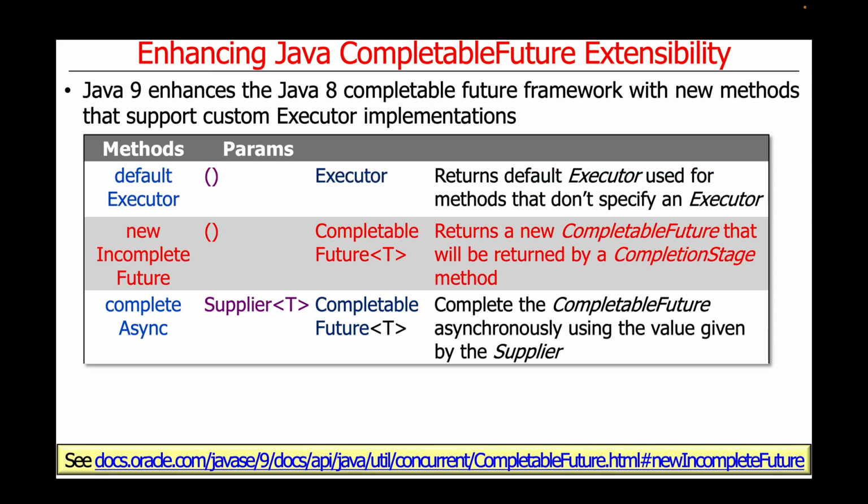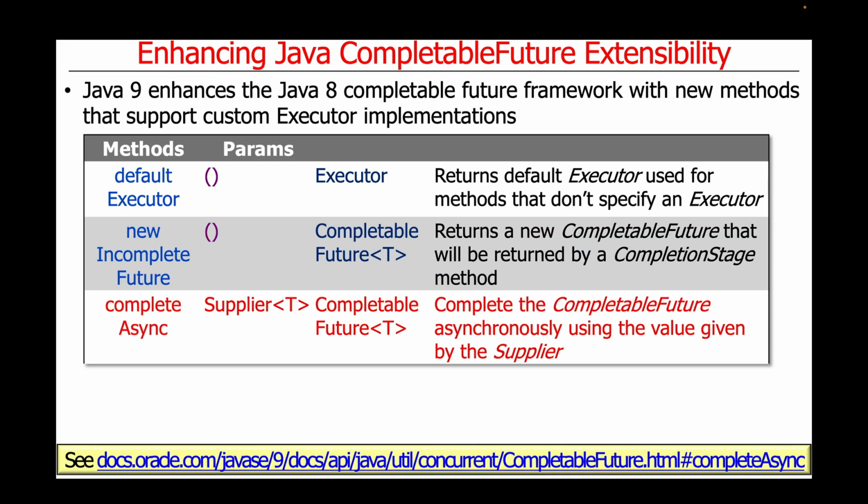Next, we'll also take a look at the new incomplete future factory method, newIncompleteFuture, which again takes no parameters and returns a CompletableFuture. The CompletableFuture that it returns will be returned by a completion stage method. This allows subclasses of CompletableFuture to override newIncompleteFuture to customize the particular details of a subclass of CompletableFuture that provides the appropriate custom characteristics.